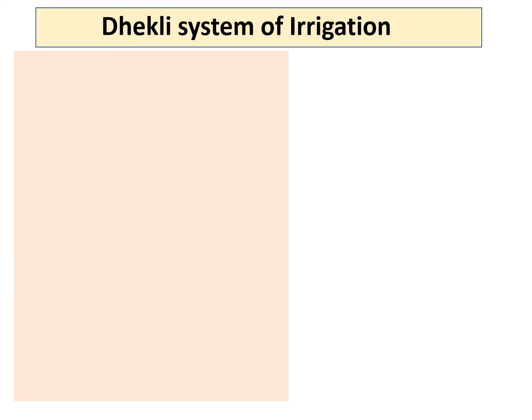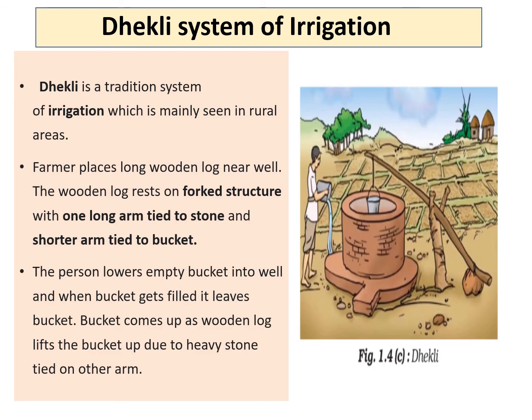Now the second is the Dekli system of irrigation. What happens in this traditional method, mainly seen in rural areas, is that the farmer places a long wooden log near the well. You can see in the picture, this is a long log of wood, placed on a fork structure. One arm of this log is tied to a stone and on the other arm a bucket is tied, right?